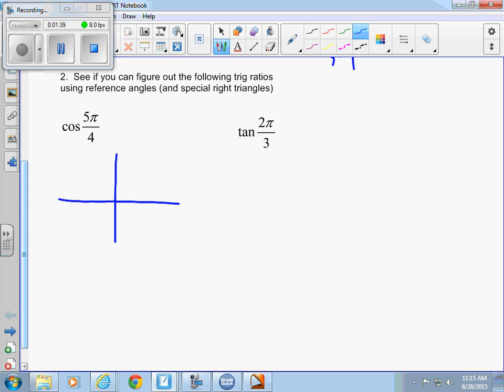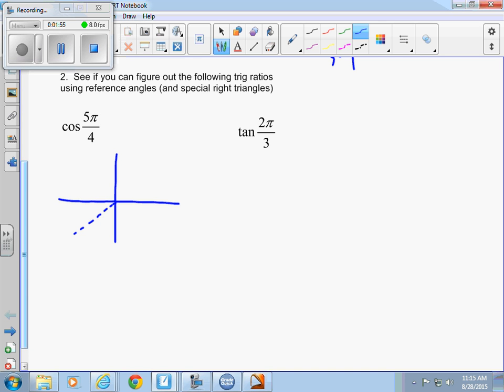Why is it in the third quadrant? Because it's past 4 pi over 4. It's 1 pi over 4 past 4 pi over 4. Do you agree? So it is 225 degrees, 1 pi over 4 past 4 pi over 4.